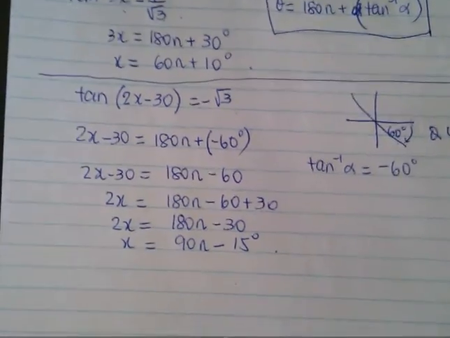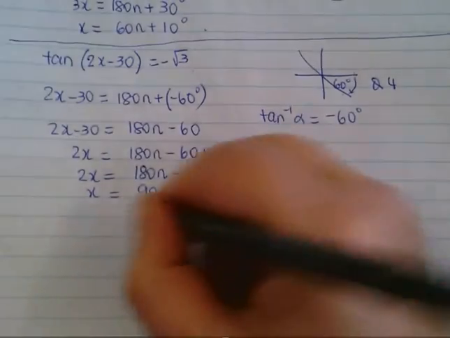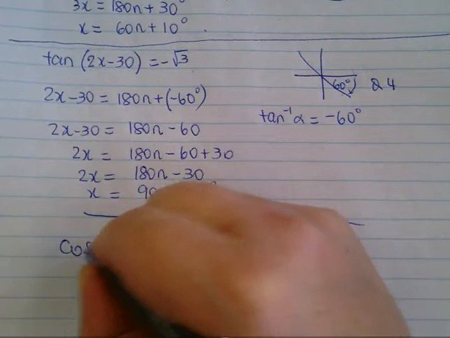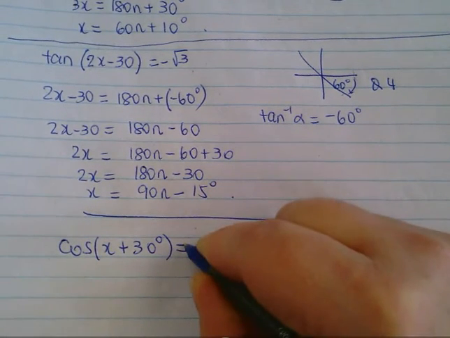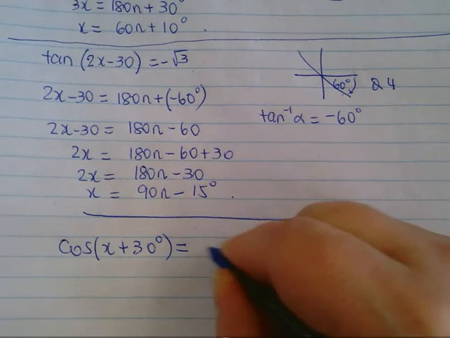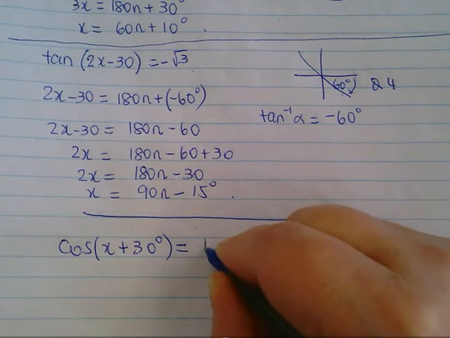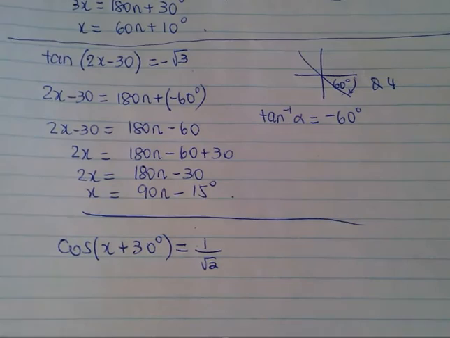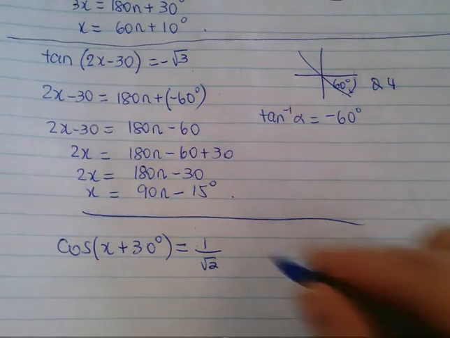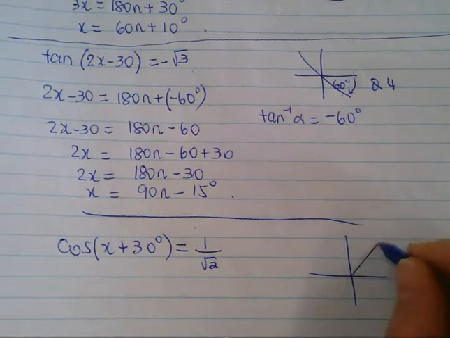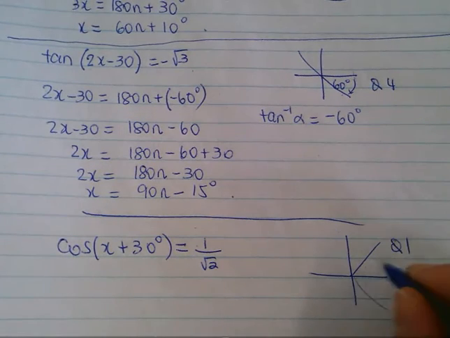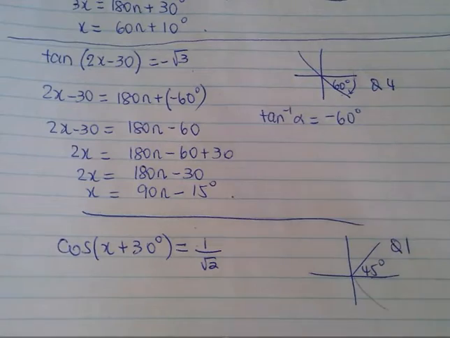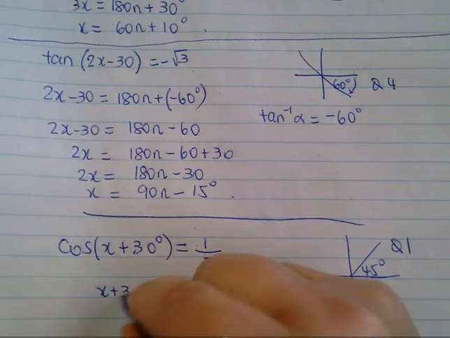All right? I'm going to do some cosines now, with cos of x plus 30 equals 1 on root 2. Cos of x plus 30 is 1 on root 2. Okay. Cos is positive in quadrants 1 and 4, we use quadrant 1. What's your acute angle? 45. So we have to use 45. So we just go x plus 30 is.